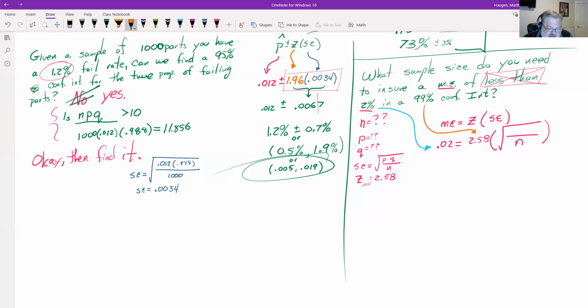We need to multiply that by a standard error. The problem with finding the standard error is, one, we don't know the N, but that's okay because we're trying to solve for N, but we don't have a P and Q. What are we going to use for that P and Q to allow us to do this problem? I don't know. You said it yesterday. Just use the letters P and Q.